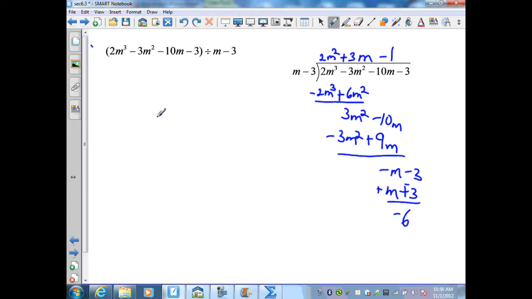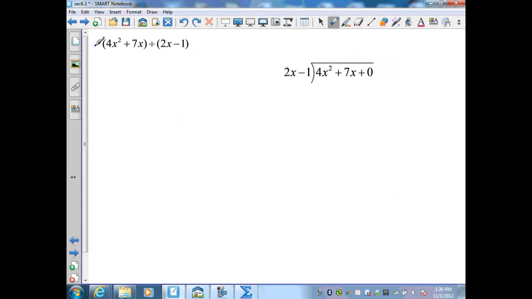Therefore, my solution is 2m squared plus 3m minus 1, remainder of a negative 6. Therefore, this and this polynomial are not factors of my original polynomial, since my remainder is not 0. Again, I have a remainder of a negative 6.